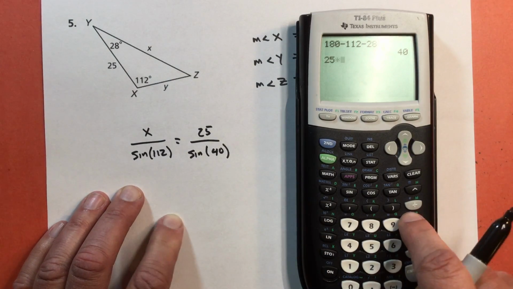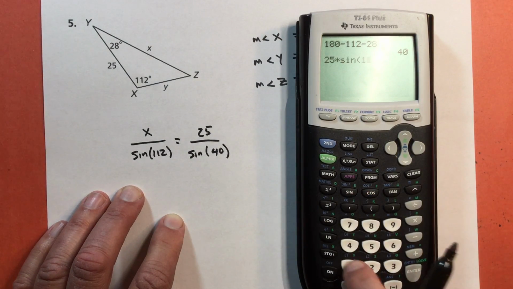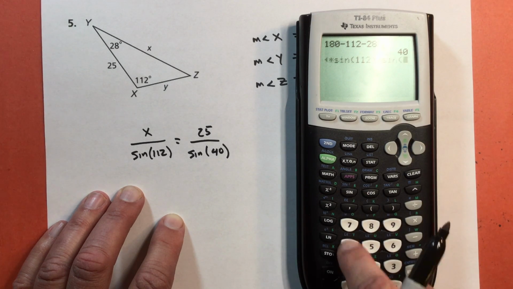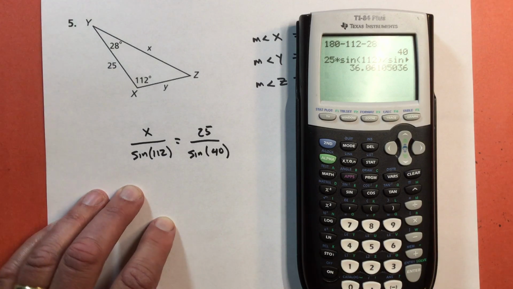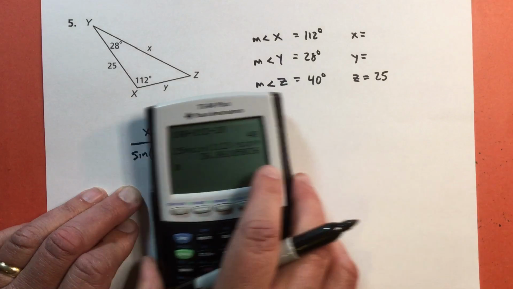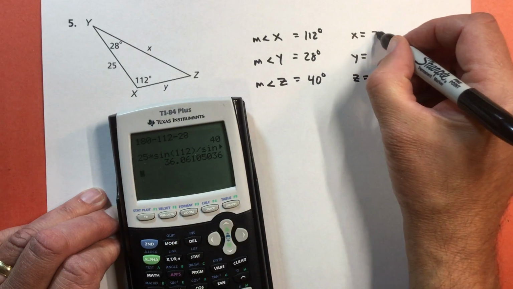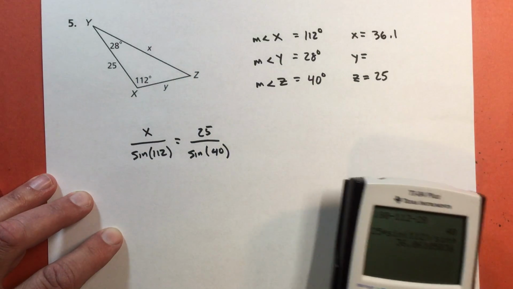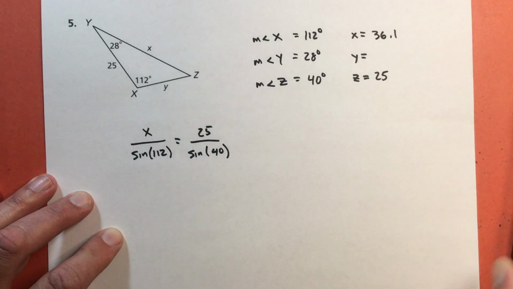25 times sine 112, close your parentheses, divided by sine of 40, and to the nearest tenth, the 0.06 is going to go up to 0.1. So this is going to give me 36.1. And again, no units here, so I don't know what that is.